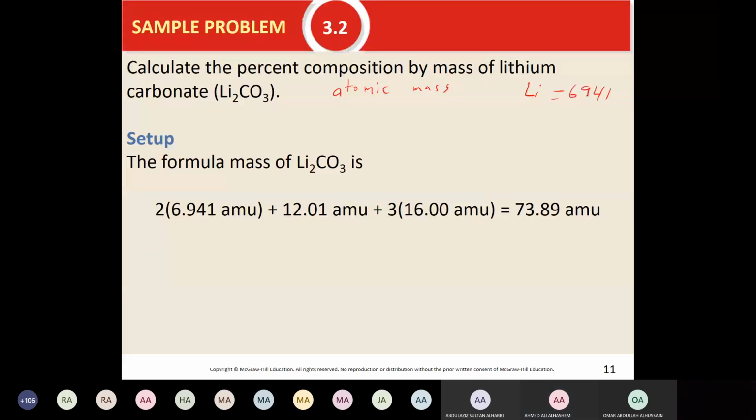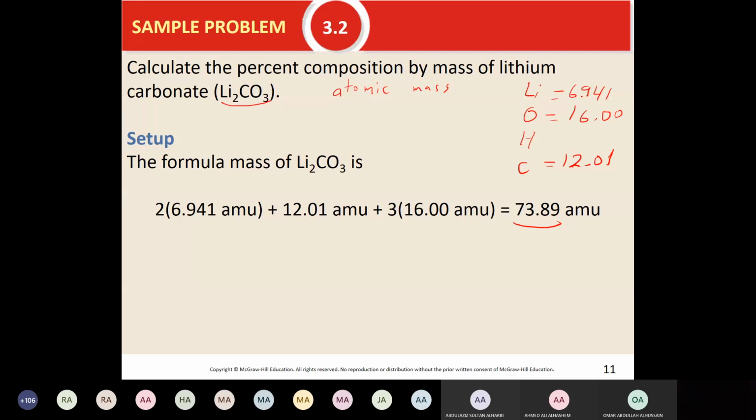6.941, and we know that oxygen is 16.00, and carbon is 12.01. All right, good. Find the mass of lithium carbonate. You will find that it should be 73.89.